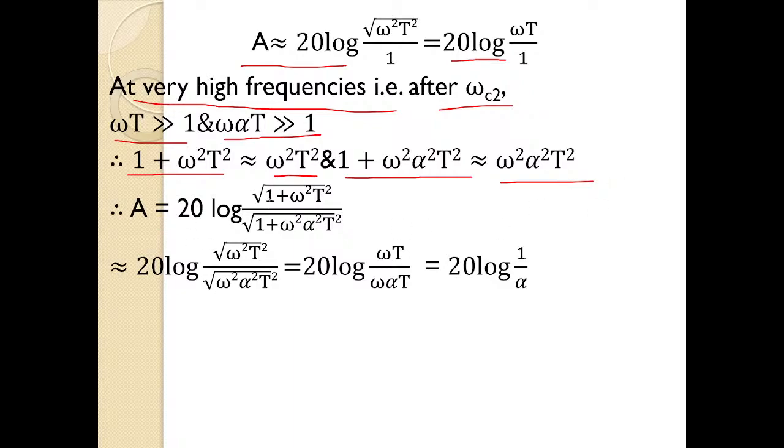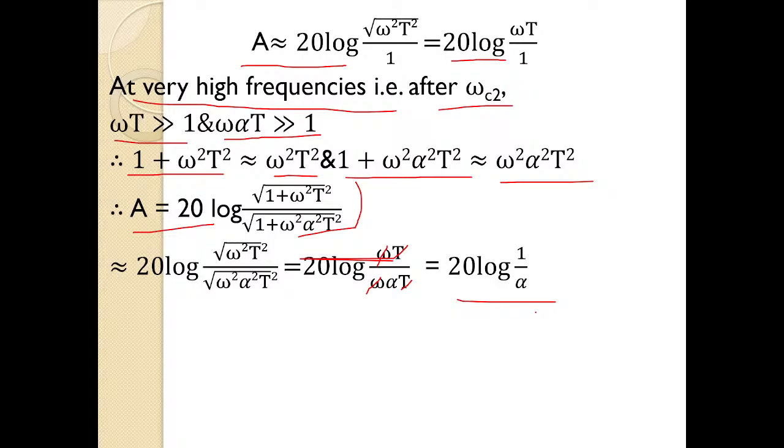So substitute that condition in this equation. A is equal to 20 log root of 1 plus omega square t square by root of 1 plus omega square alpha square t square. Substituting the above condition, what do you get? 20 log root of omega square t square by root of omega square alpha square t square. Root and square will cancel. What is left over? 20 log omega t by omega alpha t. So this omega, this t and this t will be cancelled. What is left over? 20 log 1 by alpha.